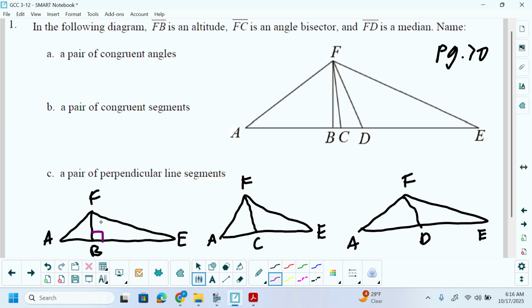FC is an angle bisector. An angle bisector cuts an original angle in half, giving us two congruent angles. So up at F, it should get split into two congruent angles. So let's put an arc on each of those. And then the last one, the median, goes to the midpoint. We represent a midpoint in our picture by putting tick marks. So let's put tick marks on AD and DE.